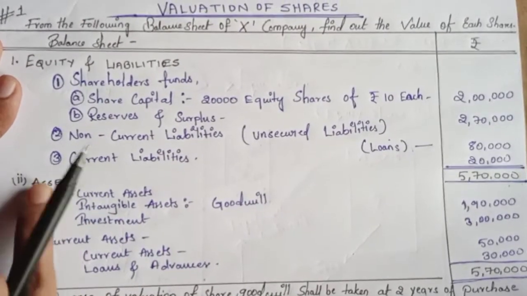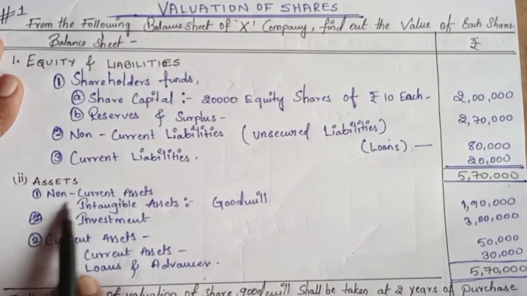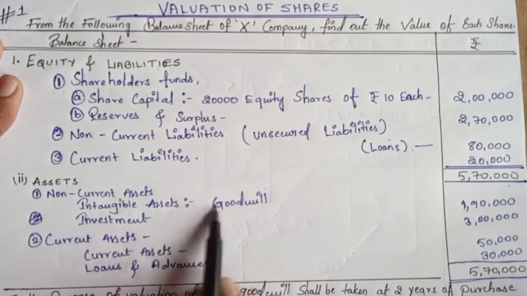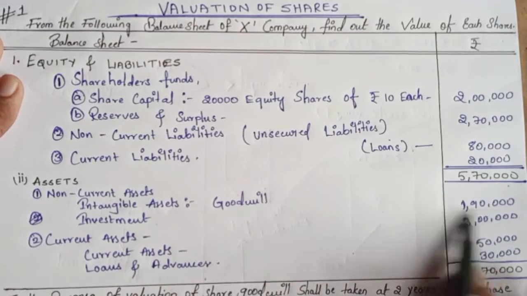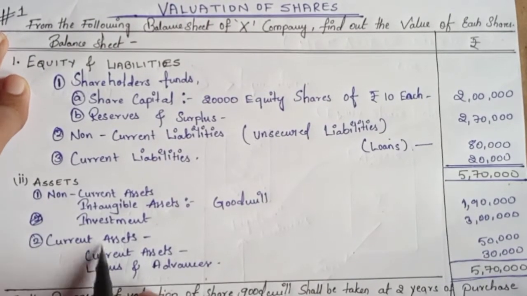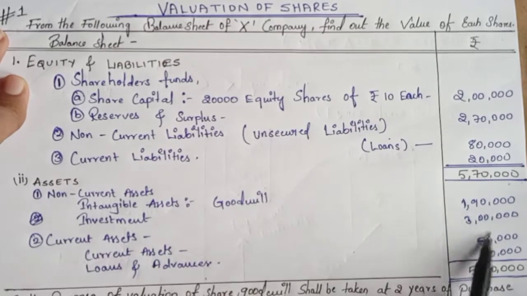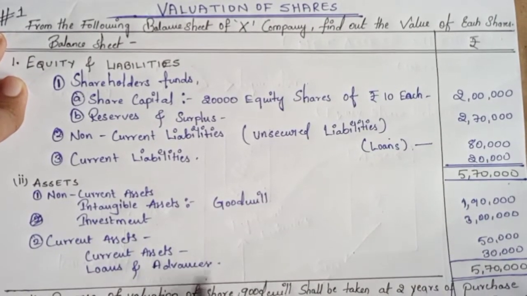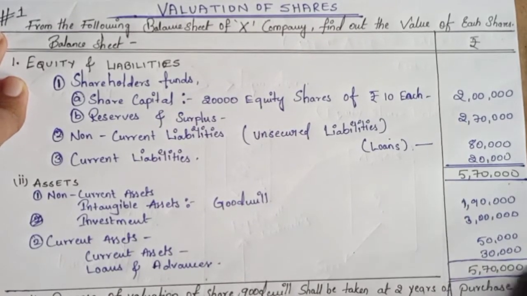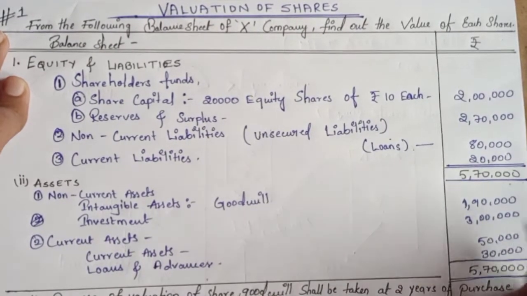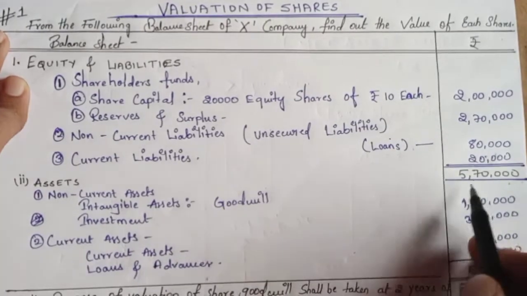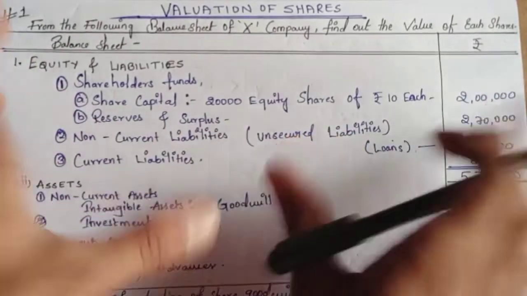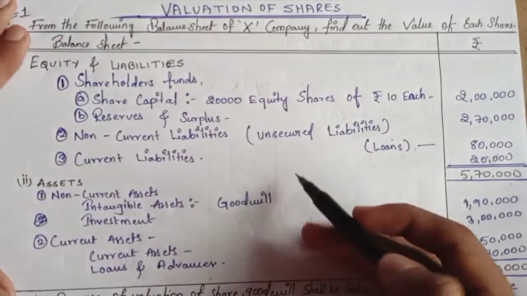And next, the second one is assets. On the asset side they gave non-current assets, the intangible asset, that is goodwill, 1,90,000. We have to ascertain this while solving the problem. Next one is investment, that is 3 lakh rupees, current assets 50,000, and loans and advances 30,000. So this is also 5,70,000. Both the liability side and asset side are 5,70,000. So this is the balance sheet of X company given in the question.